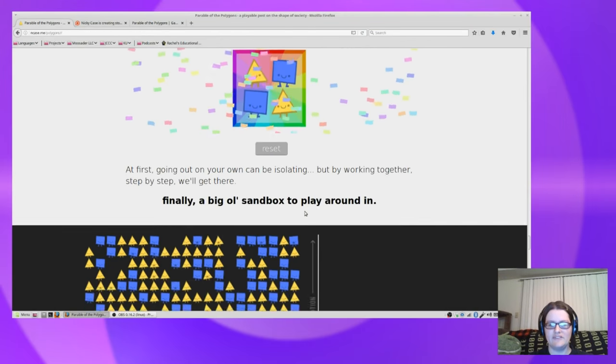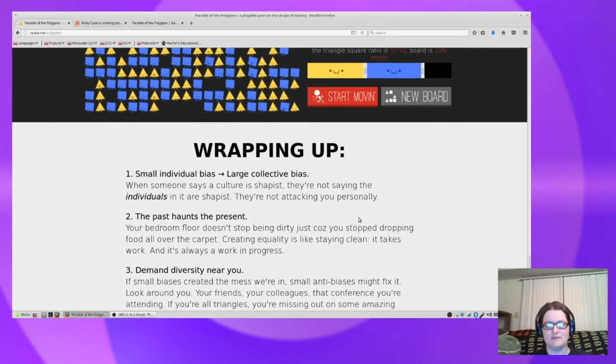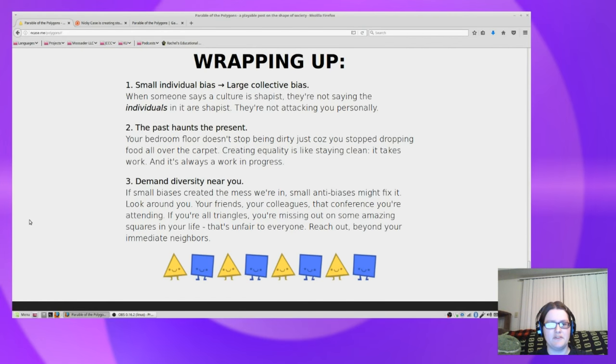Okay, so then it gives you a sandbox to play around with, and you can adjust the amounts and the biases and all of that. And we'll just look at this part. Wrapping up. So, small individual bias can lead to large collective bias. When someone says a culture is shapist, they're not saying the individuals in it are shapist, and they're not attacking you personally. The past haunts the present. Your bedroom floor doesn't stop being dirty just because you stop dropping food all over the carpet. Creating equality is like staying clean. It takes work, and that's always a work in progress.